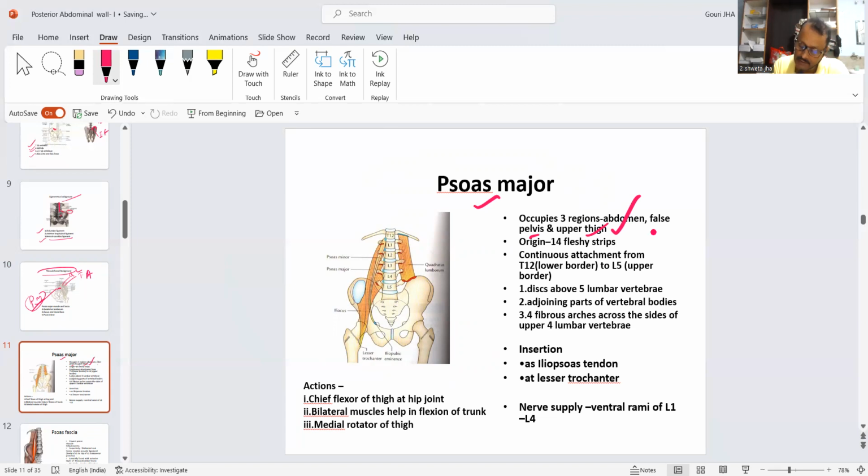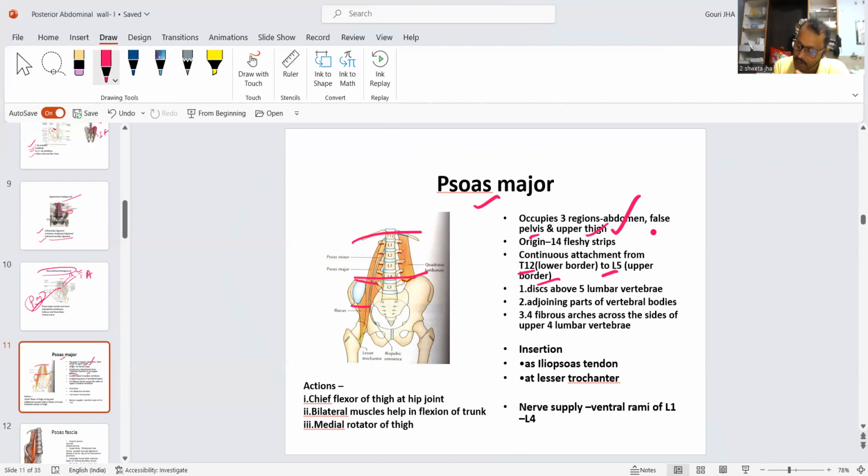So this region is the abdominal region. Then we have got the false pelvis over here, and finally it comes to be attached to the lesser trochanter. It has 14 fleshy strips by which this strong muscle, the Psoas major, originates from T12 to L5, from the lower border of T12 to the upper border of L5.